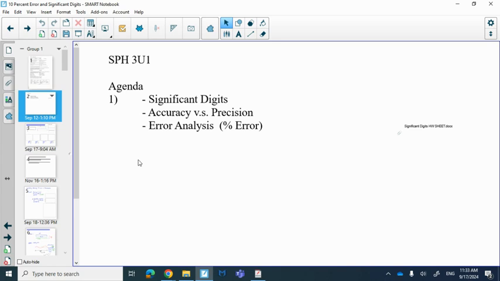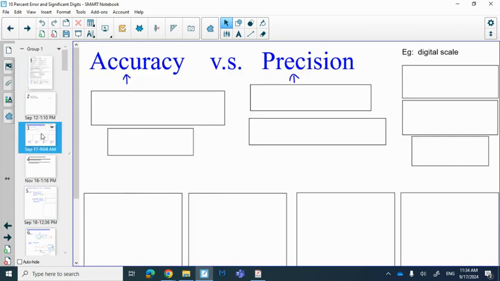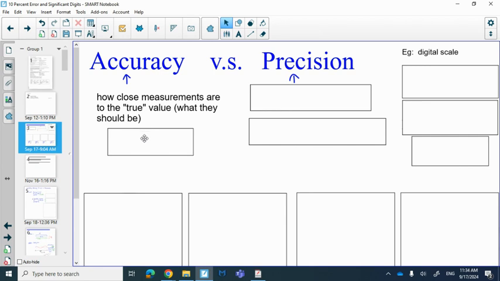So we're looking at significant digits, accuracy and precision, and error analysis. This is the stuff I've been talking about, like how many numbers to keep when you're rounding and so on. We're going to get more official here, and I'll show you how it works. As usual, there's a question sheet at the beginning. First, let's start with accuracy versus precision.